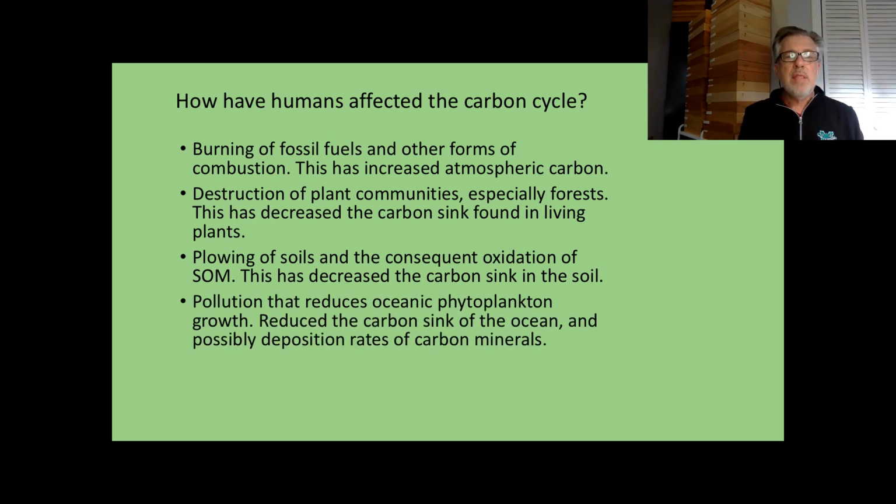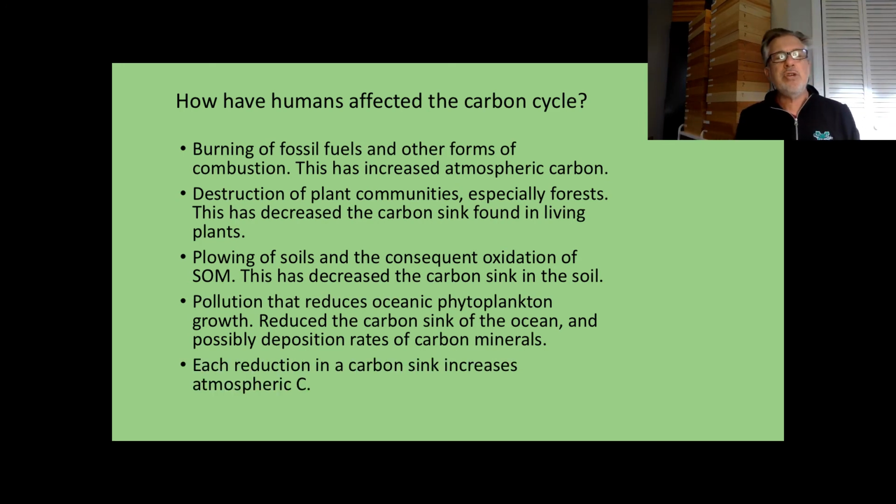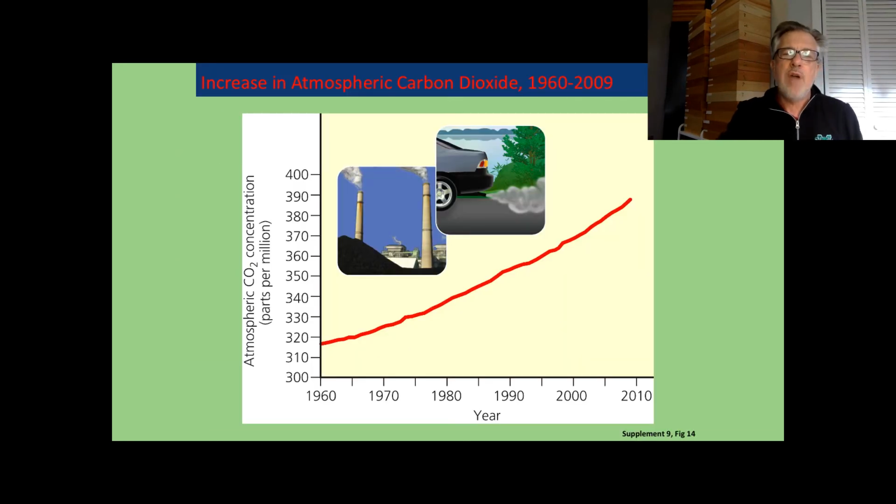Pollution that reduces phytoplankton productivity has reduced the carbon sink in the ocean and possibly also the deposition rate of carbon minerals on the floor of the ocean. Each reduction in a carbon sink necessarily means that the carbon had to go somewhere. And where did it end up going? Into the atmosphere.